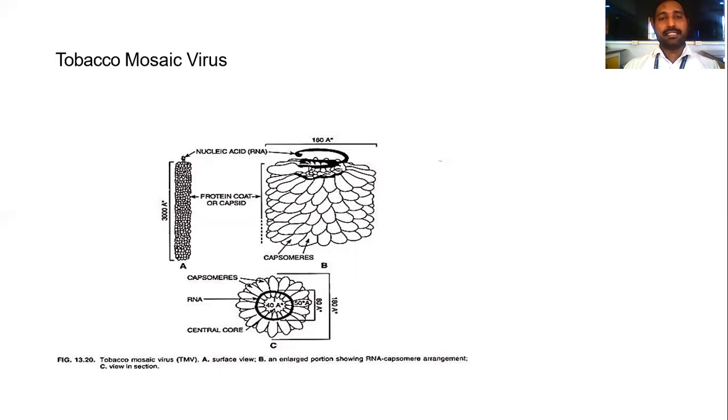The first one, that is the diagram they have given here, the tobacco mosaic virus. Here you can see the structure, how it looks, that it is helical, what arrangement the nucleic acid has, and what the nature of the capsid is. All the details they have provided here. In the center you will have the central core and the RNA molecule as a ring, and then you have the capsomers as the capsid.